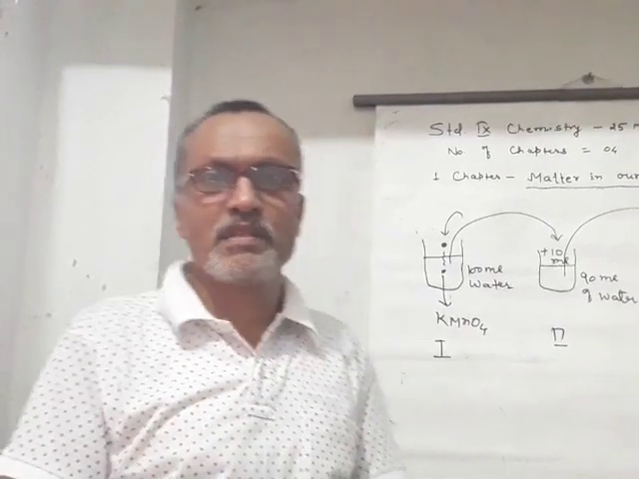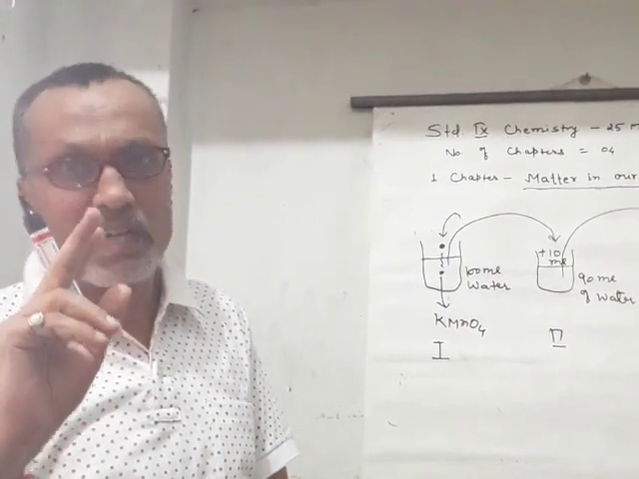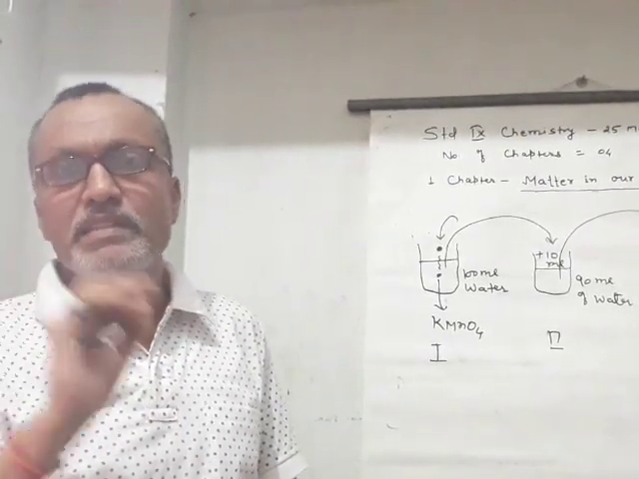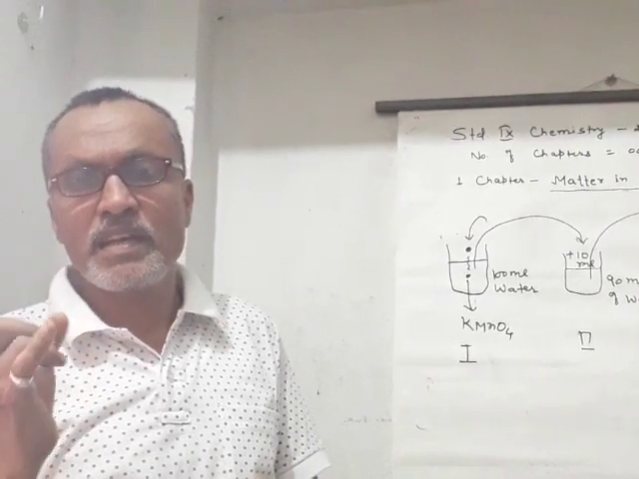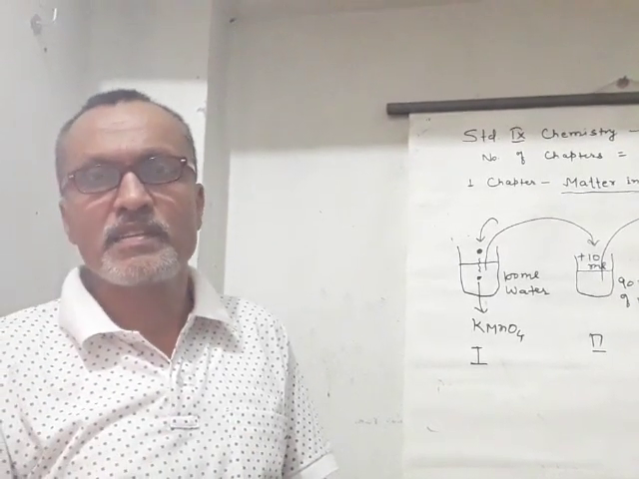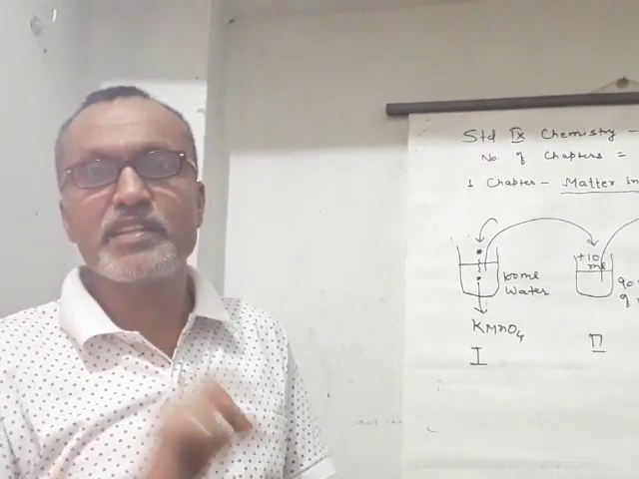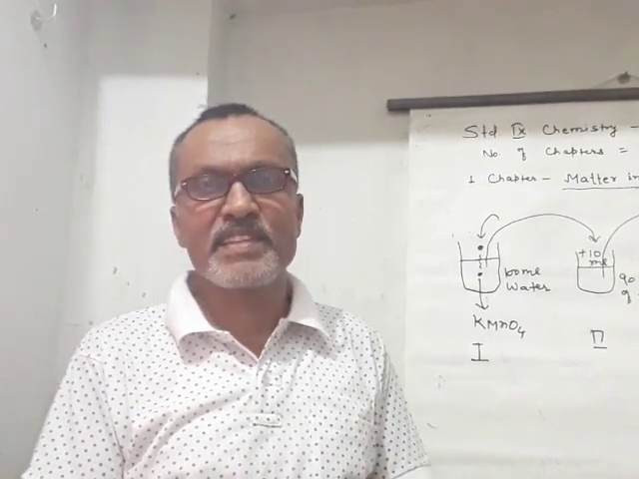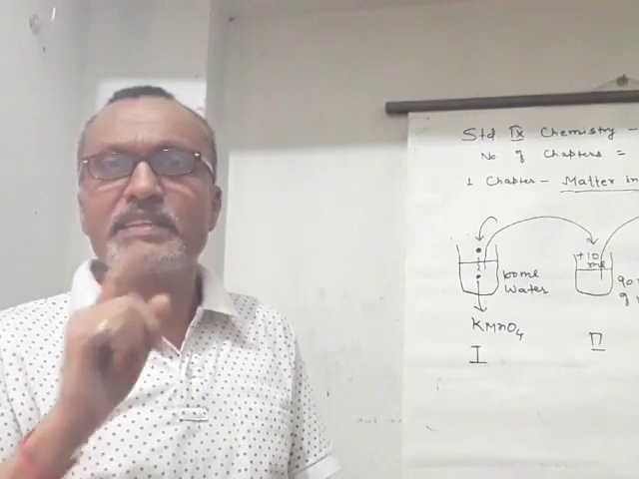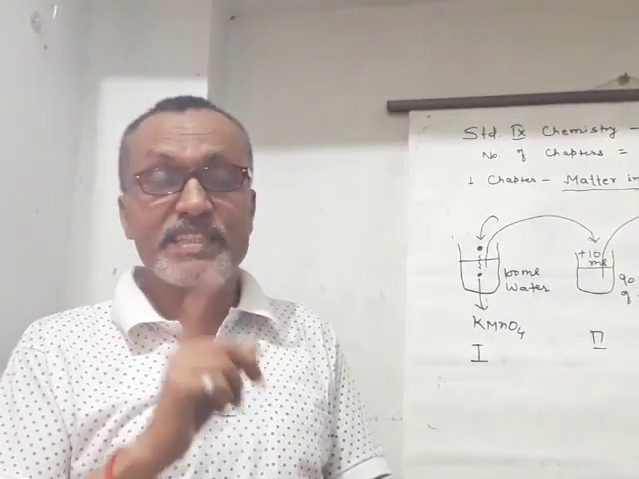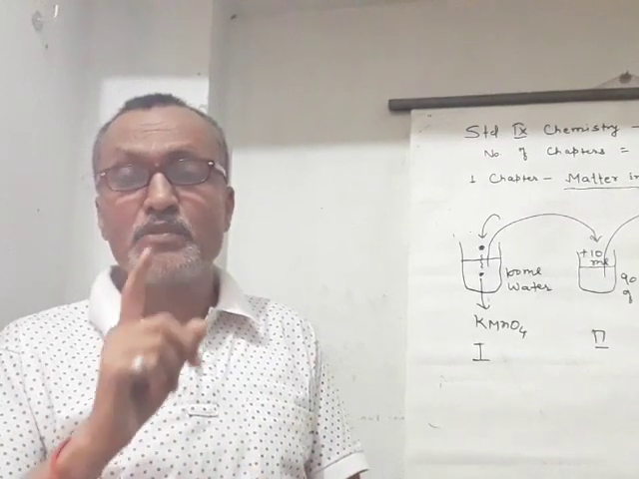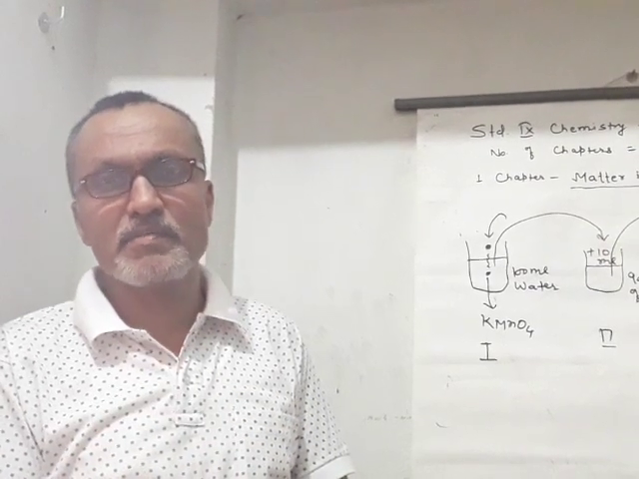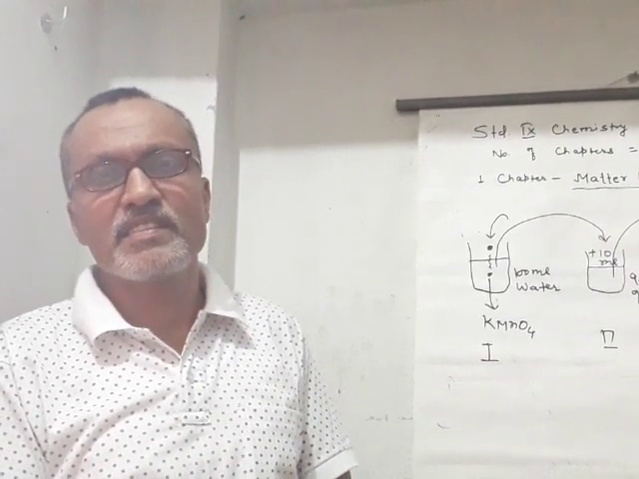Now the last topic, particles of matter attract each other. Students, to understand this, take three things. One, a solid chalk, second, one ice cube, and third, an iron nail. Now try to break them and tell me in which case you are able to break them easily. Certainly your answer will be chalk. Why?